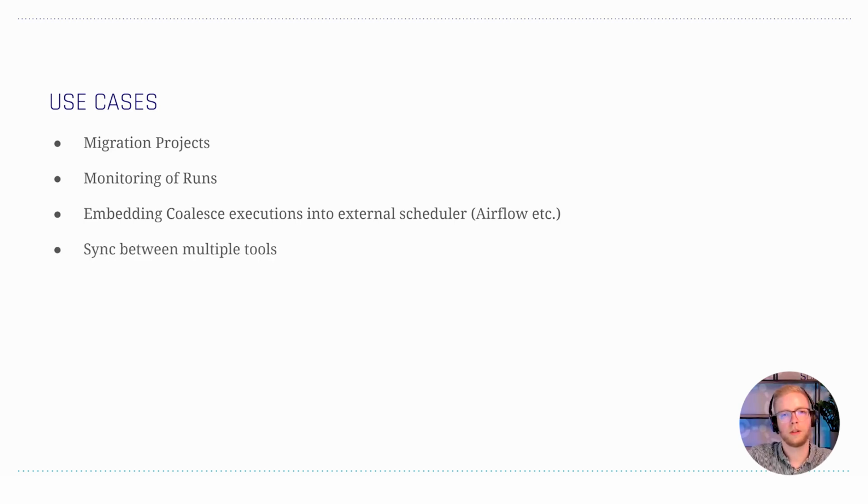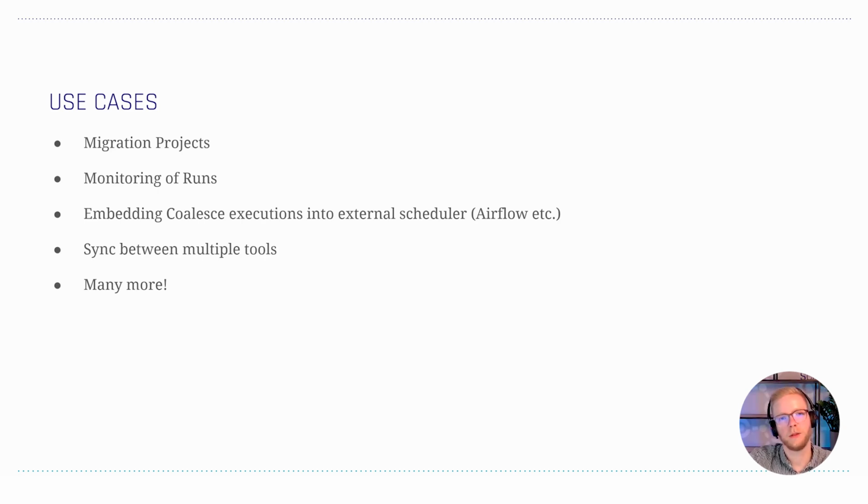Maybe you want to sync between multiple tools, having, for some reason, multiple automation tools. One of them might be the master system. Then you could, for example, get the node definitions out of Coalesce via API and use them to mirror the transformation in another tool. I wouldn't really know why, but maybe you have legacy tools that you have to use and you want to keep your tools in sync. That would be an option. And of course, many more.